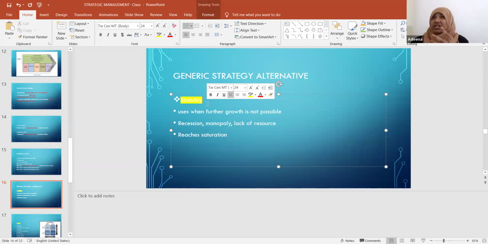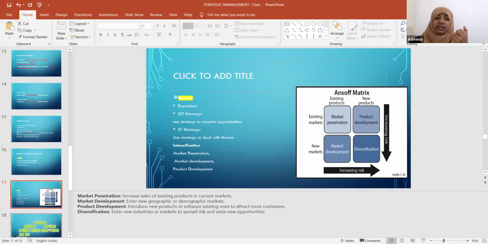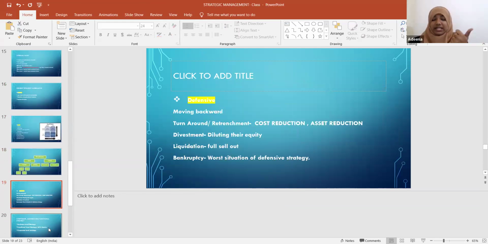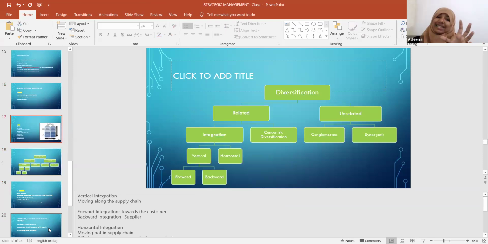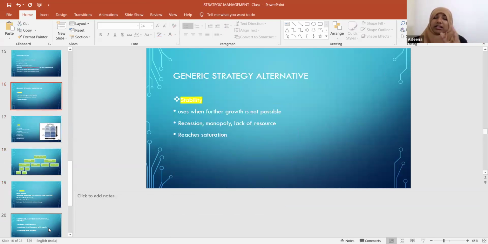For example, an organization which is mature enough and doesn't have a growth cycle, they're almost at their optimum level. There is nothing to grow. They could decide whether they have to be stable or they have to come back like that. So these are the three alternative decisions, generic strategy alternative decisions an organization could decide upon while setting the alternative strategies. The first is the stability stage, second is the growth stage, and third is the defensive stage. Now, let's see these three stages in detail for the generic strategy alternative.